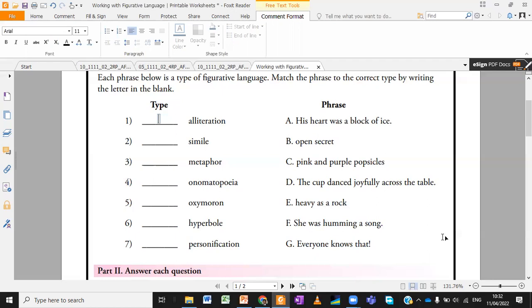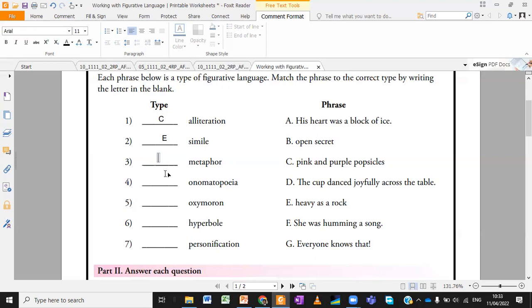Remember, alliteration simply means C. Did you say B or C? I said C. Very correct. What about number 2? Number 2, C. E. Did you say E? Yeah, very correct. E, heavy as a rock.